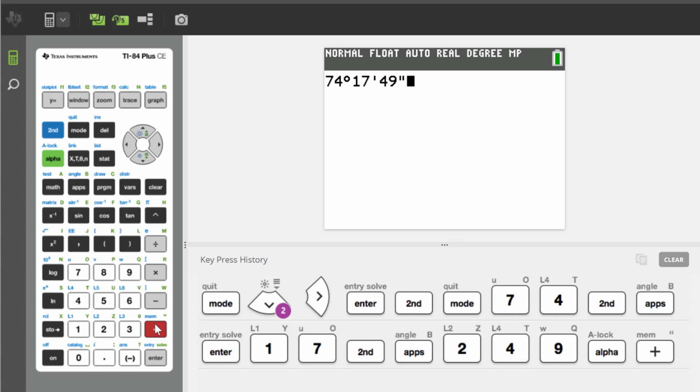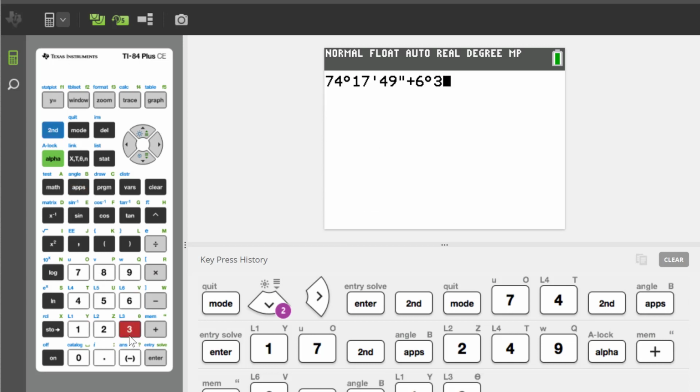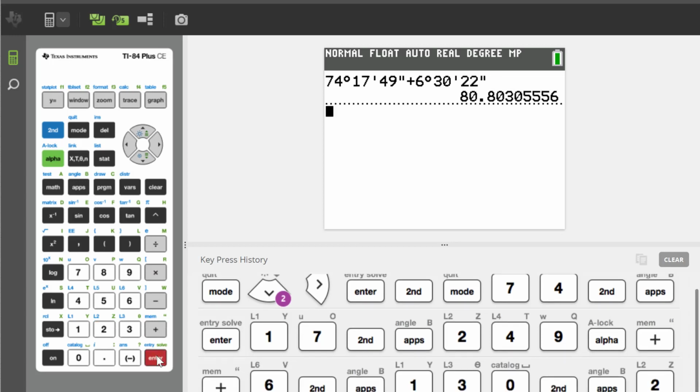Then just say plus because I want to add it to that second angle. 6 degrees and 30 minutes. Choice 2 and 22 seconds. And that's it. Hit enter and there's your answer. Except we wanted the answer in DMS form.